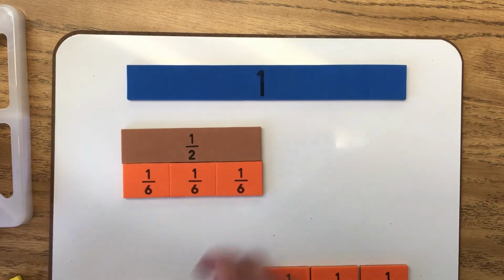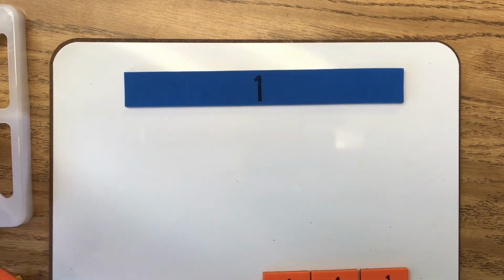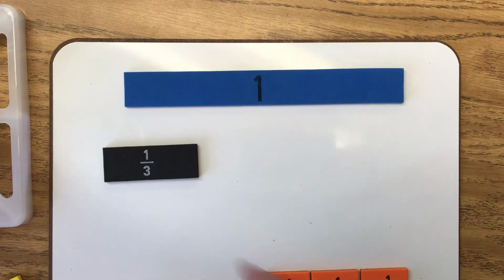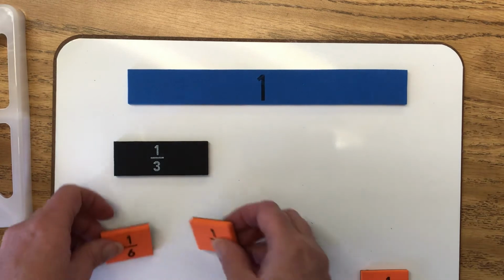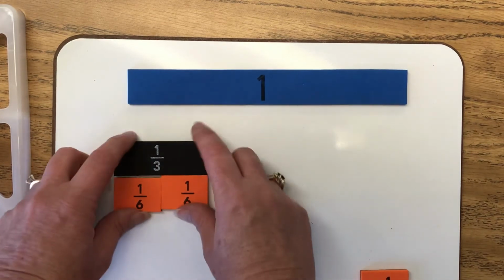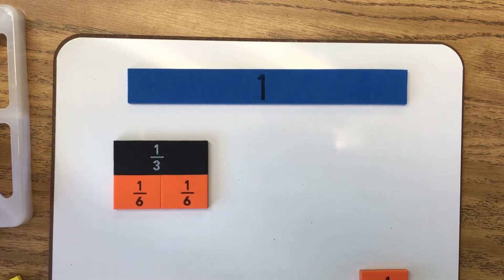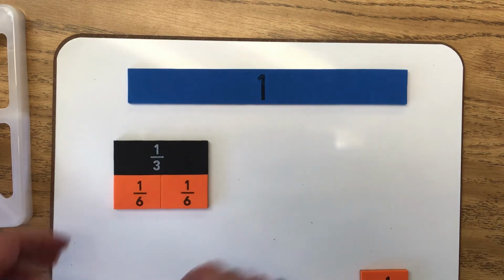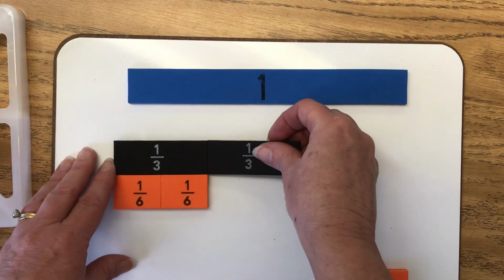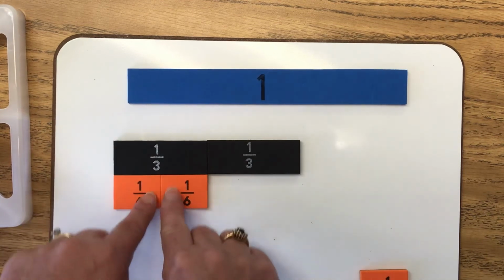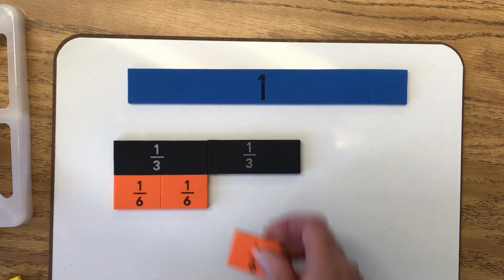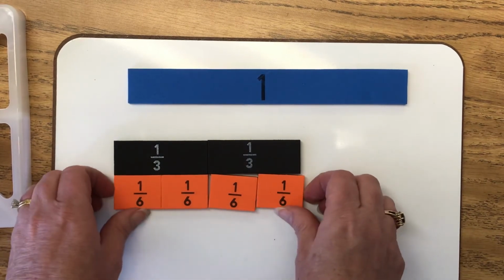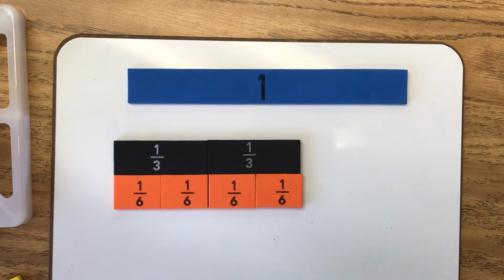Now suppose I want to take my sixths and compare them to thirds. There I have 1/3, and I want to see how many sixths there are in 1/3. So I line it up and I see that 2/6 equals 1/3. Now if I had 2/3, if 2/6 equals 1/3, I need 2 more sixths for another third. And that would make 4/6. So 4/6 equals 2/3.